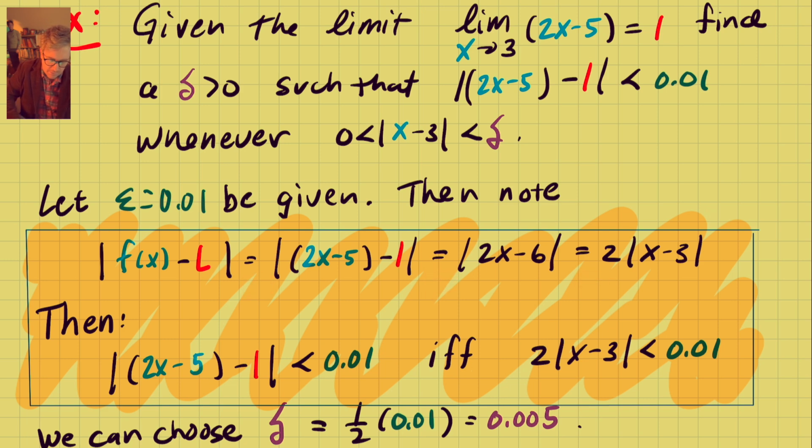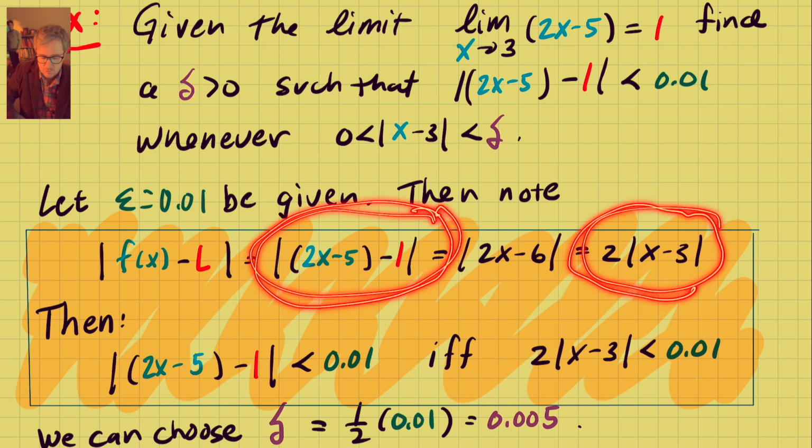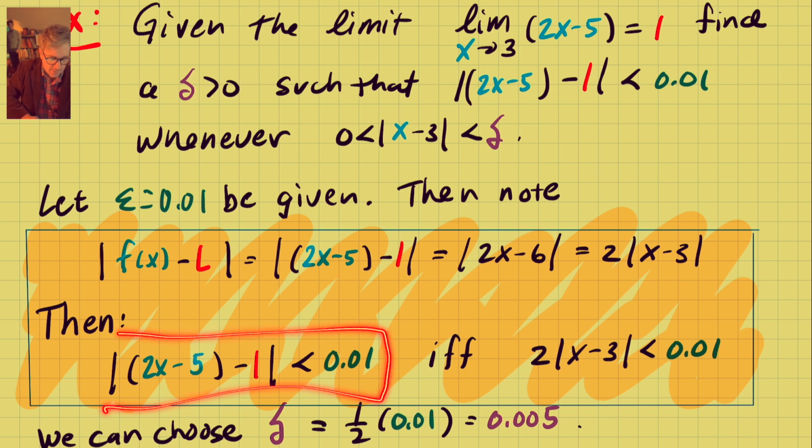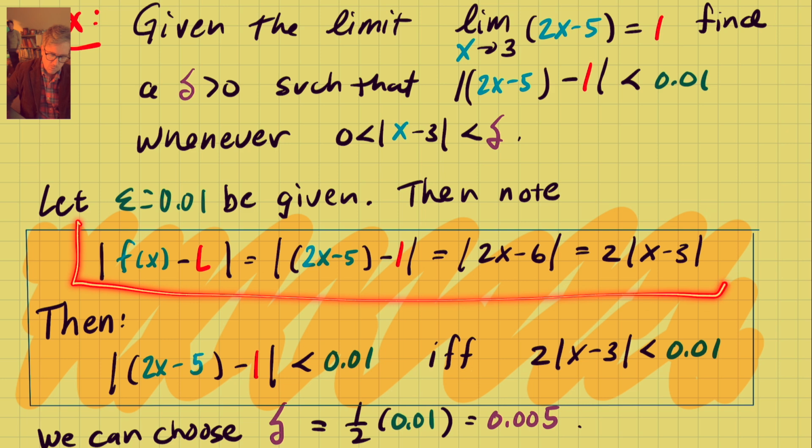And so this guy here is less than 0.01 if and only if this guy is less than 0.01. That's what I've written out here, right? This is just the fact that this guy and this guy are the same, which means that if one of them is less than 0.01, the other must be as well. Okay. All right, and so based on this work here, we can choose a delta.